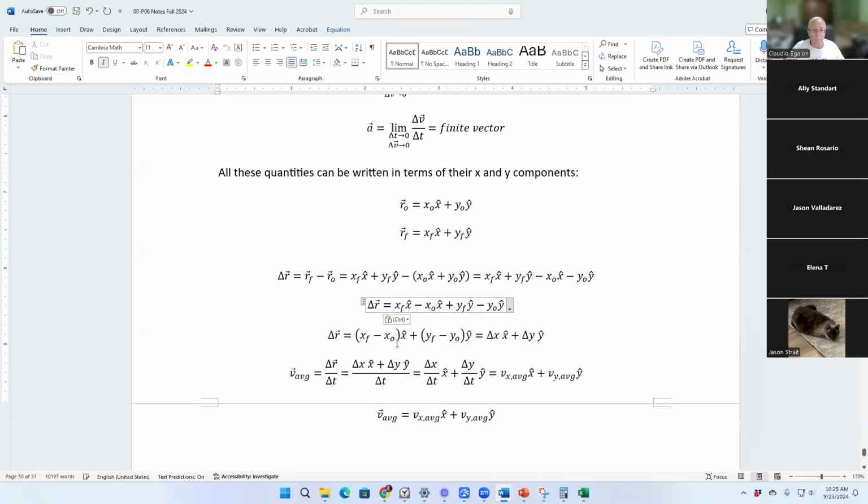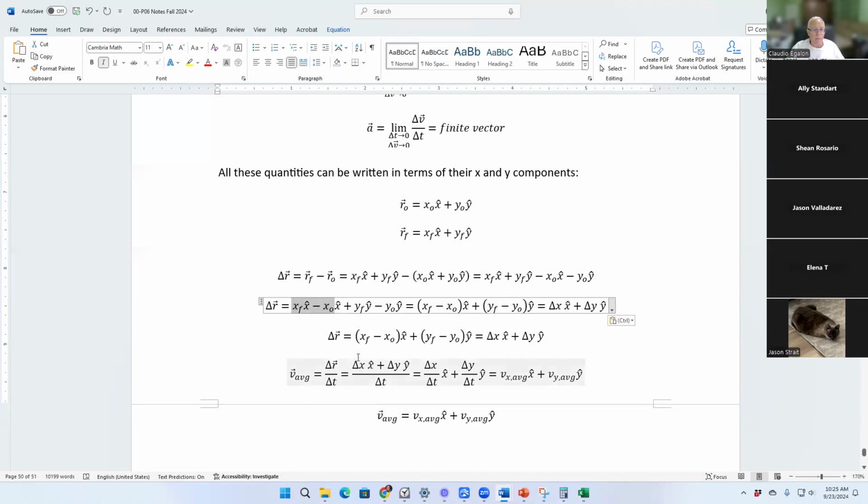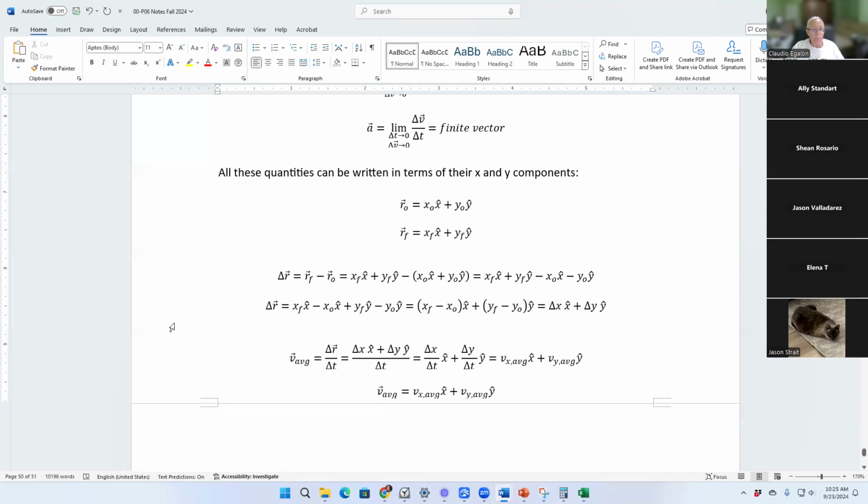Here you go. In the next step, collecting the x components and the y components, and look what we get. We get delta x along the x-axis, delta y along the y-axis. Average velocity, same situation. Delta x along the x-axis, delta y along the y-axis. And look what we get.